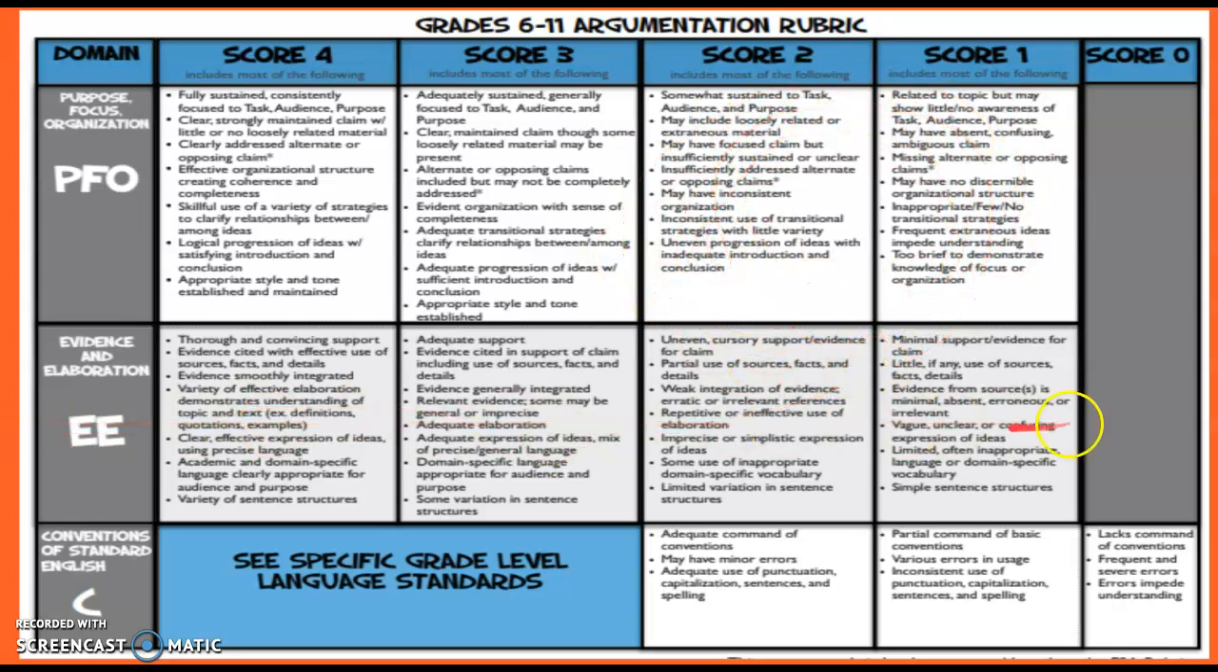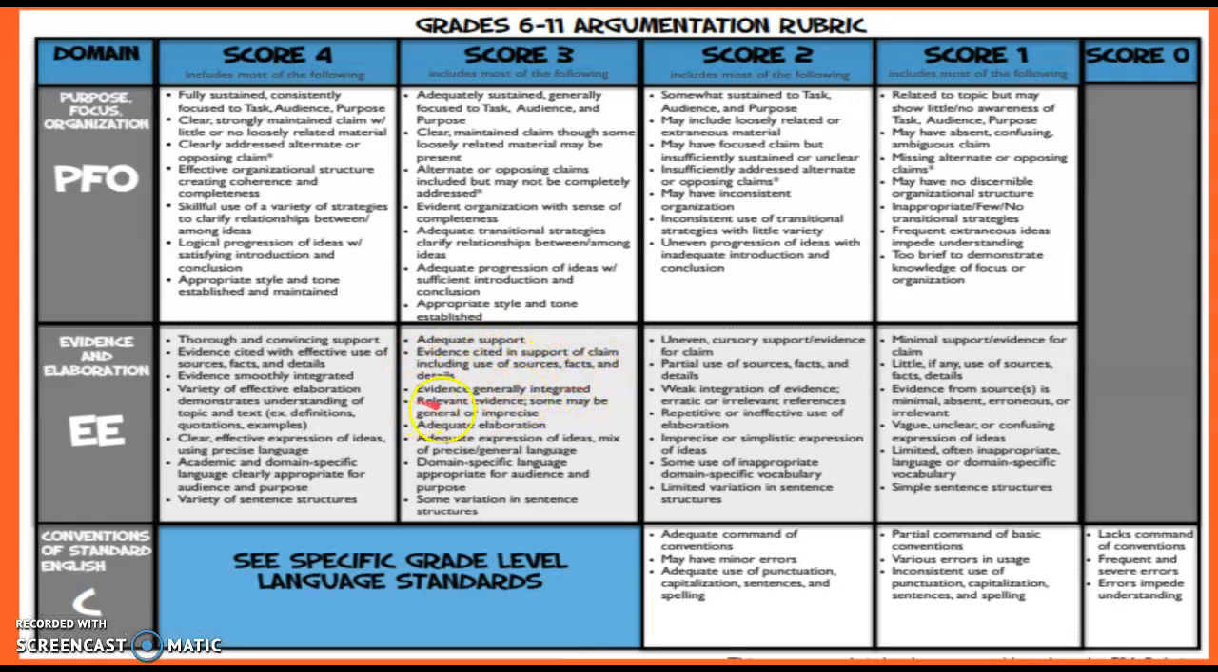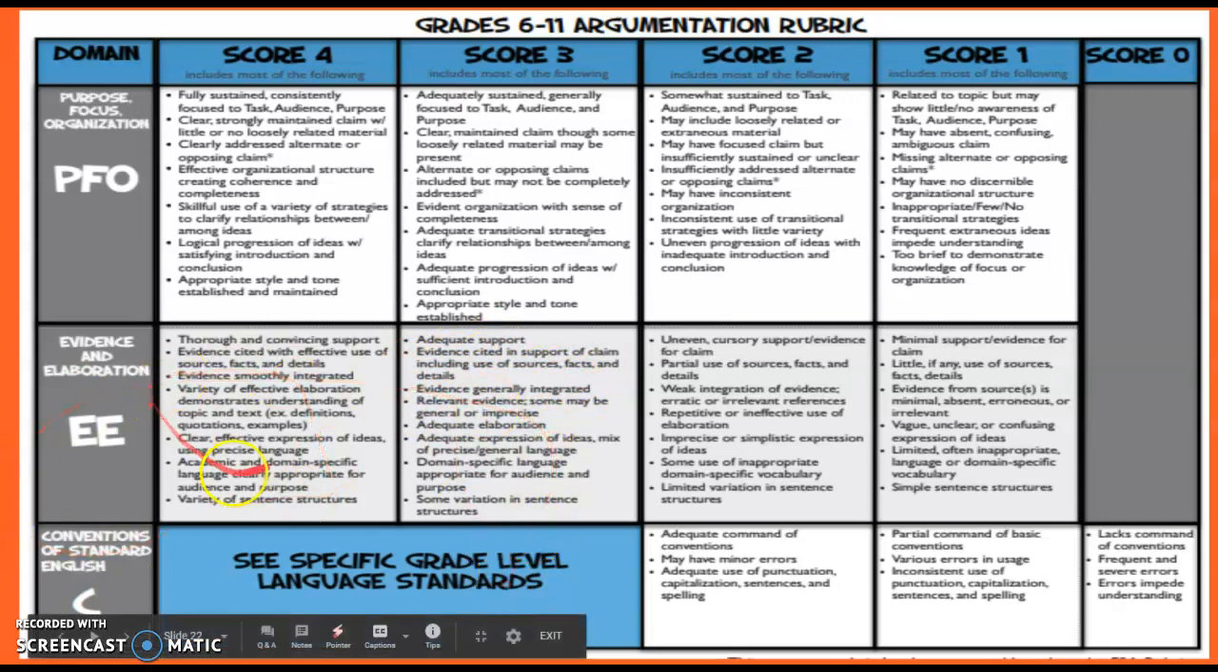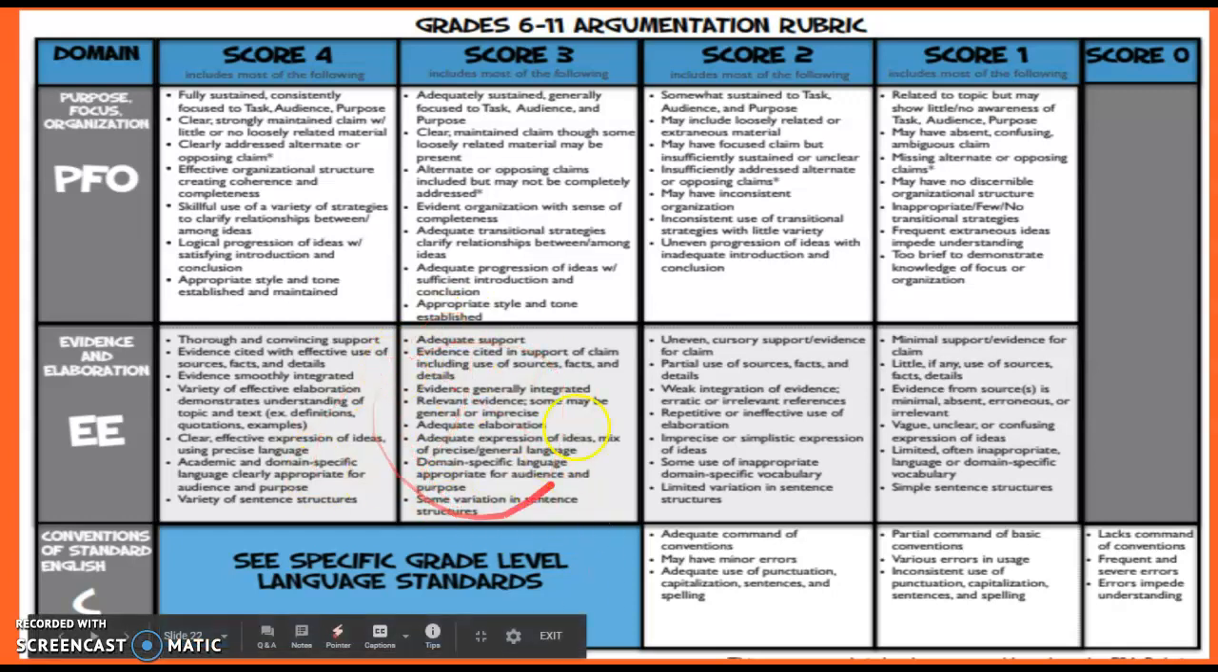Let's move down to evidence and elaboration. I would say this student scored a 4 or a 3 in this category. Definitely has adequate support. Evidence cited in support of the claim includes use of sources, facts, and details. The only thing that I would probably say bumps her down to a 3 is there's not a ton of explanation, detail, going above and beyond. How do these ideas apply to real life? So I would probably bump her down to a 3.